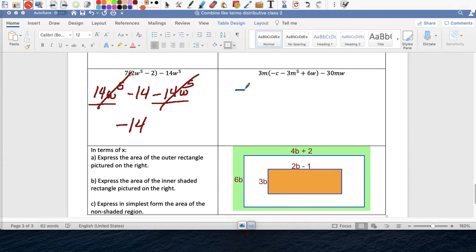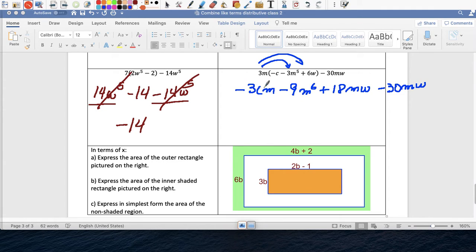Positive times a negative is a negative. 3cm in order, please. And this one, positive times a negative is a negative again. 3 times 3 is 9, and m times m to the fifth is m to the sixth. Positive and positive is positive, so 3 times 6 is 18, and m times w is just mw. And then minus the 30mw in the back.